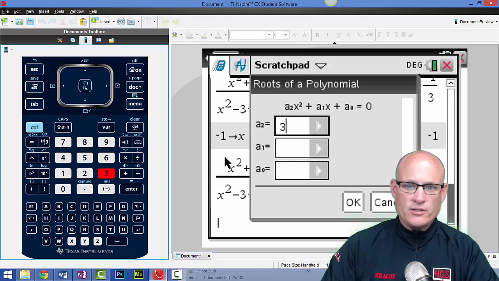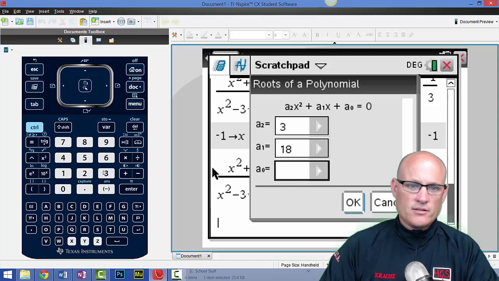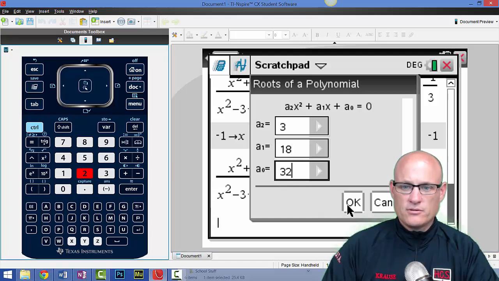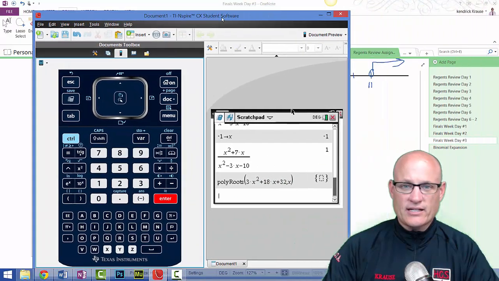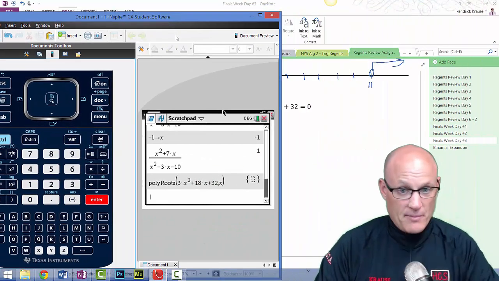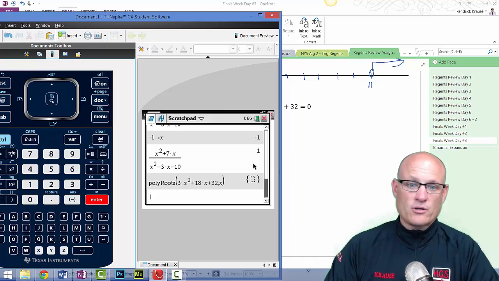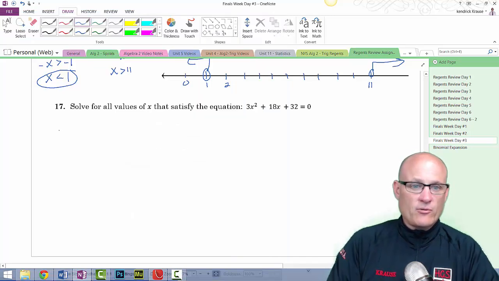So 3, 18, 32. See how it says empty set? Not only is this not going to factor, the answer must be imaginary, because this does not work. So we're going to figure this out. We're going to go A equals 3, B equals 18, and C equals 32.